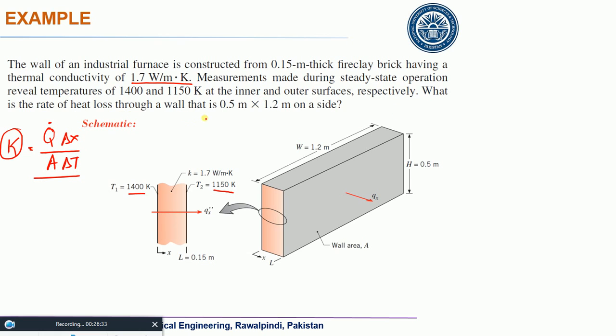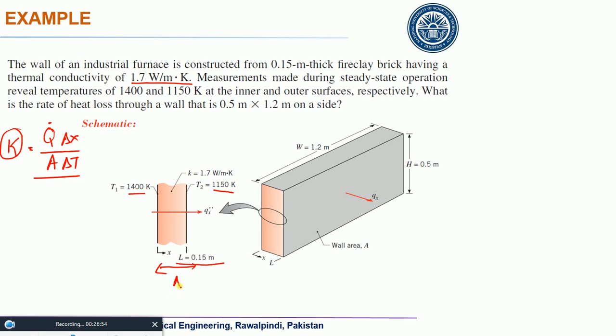Respectively, what is the rate of heat loss through a wall that is 0.5 meter by 1.2 meter on a side? So dimensions are given to you. This is 1.2 meters and this is 0.5 meter. Okay, so now this is also given to you.